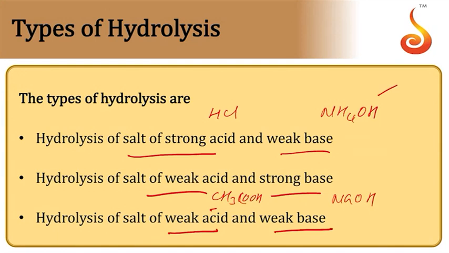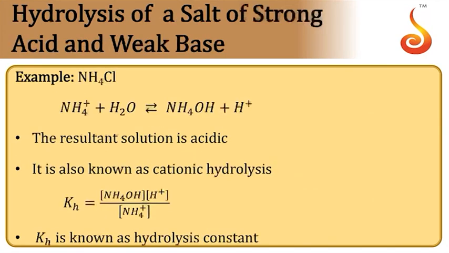These three salts undergo hydrolysis: the salt of a strong acid and weak base, the salt of a weak acid and strong base, and the salt of a weak acid and weak base. The salt of a strong base and strong acid will not undergo hydrolysis. Let us take them one by one.